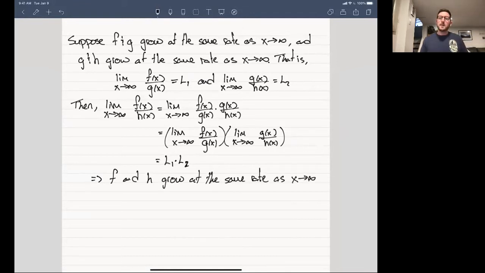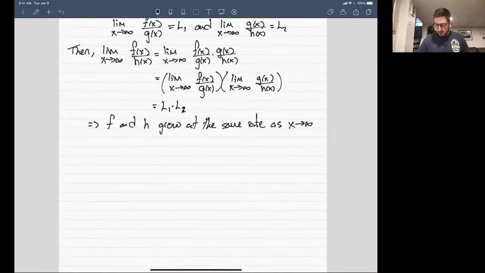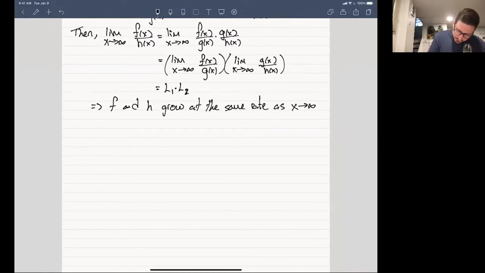Right, so log base A and log base B grow at the same rate. Log base B and log base C grow at the same rate, and therefore log base A and log base C grow at the same rate. Okay, why is this useful?